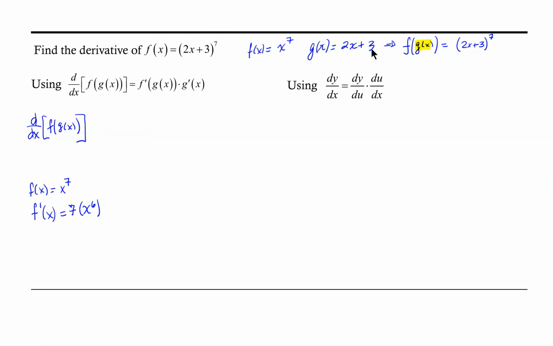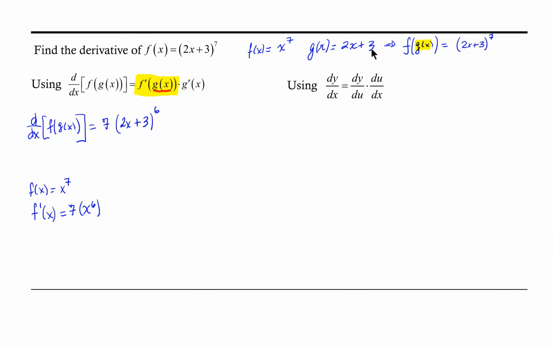The first part of applying this chain rule is to take f prime of x and replace every instance of x with g of x. So we're going to start with 7x to the 6th, but recall that we're replacing x with g of x. So 7 times something to the 6th, and that something is my g of x. So that's 2x plus 3.